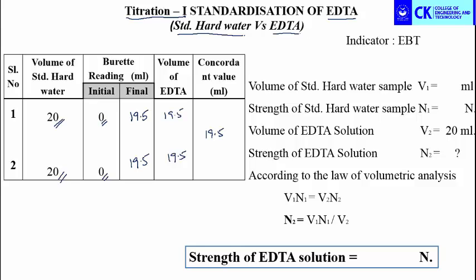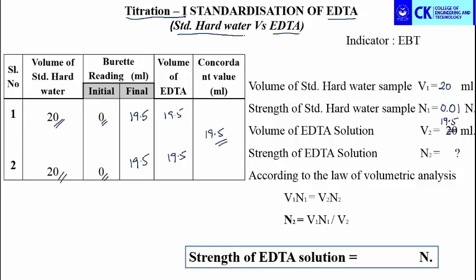So we have to go to the calculation part. We are taking the volume and strength of both the solutions, what we have taken in the burette as well as in the pipette. The volume of standard hard water sample we took is 20 ml, so we write 20 ml here. We are provided with the standard hard water sample, so they will give the strength. Here the strength of the standard hard water is 0.01. For the volume of EDTA solution, we have to take the concordant value. We write 19.5 ml.